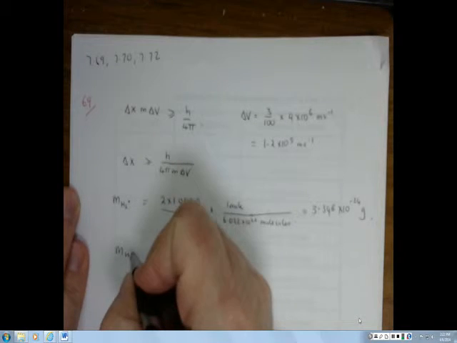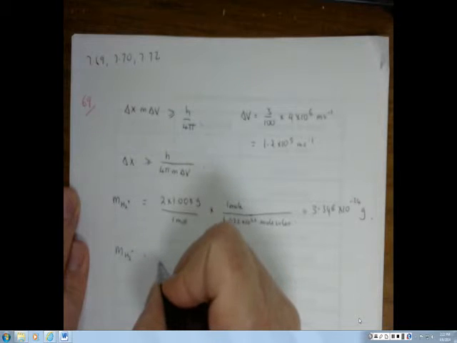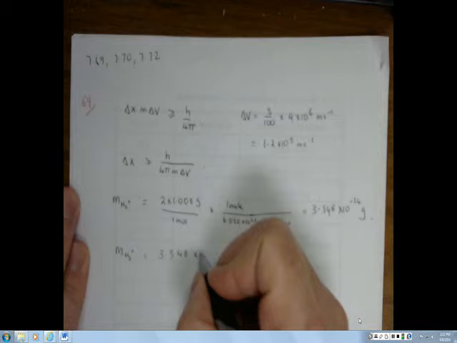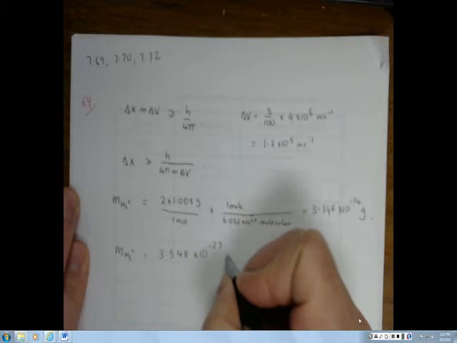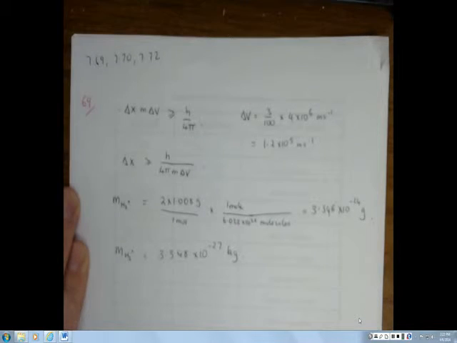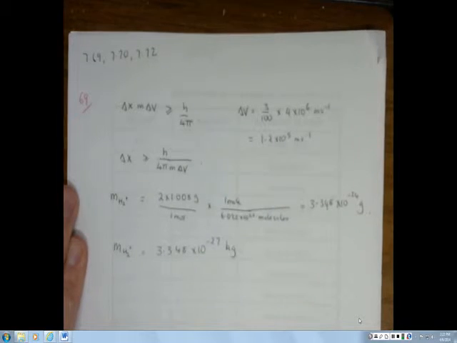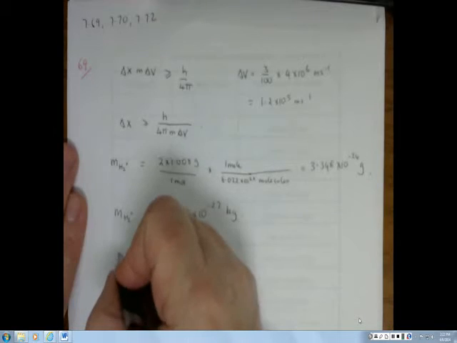So the mass of an H2 plus in kilograms is going to be 1/1000th of that, because there are 1,000 grams in 1 kilogram. So that's 3.348 by 10 to the minus 27 kilograms is my mass. Alright, so now we've got everything we need to substitute into that expression there.